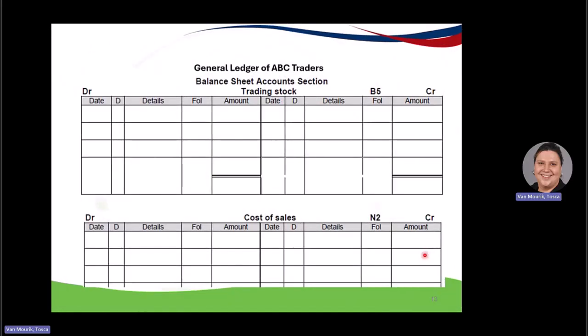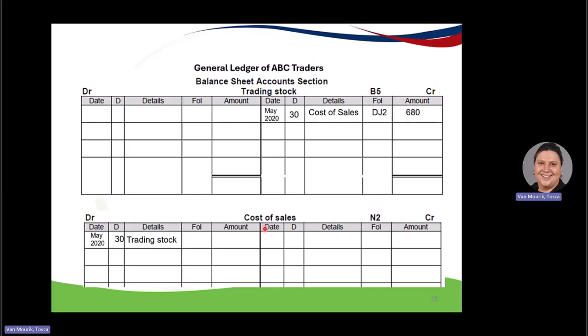Let's quickly look at how it will look in your general ledger. So we will have, it is May 2020 on the 30th. It will be cost of sales. It is our DJ2 and the amount is 680. So here we are actually crediting trading stock. What was my other leg? We must have a debit leg. My other leg was cost of sales.